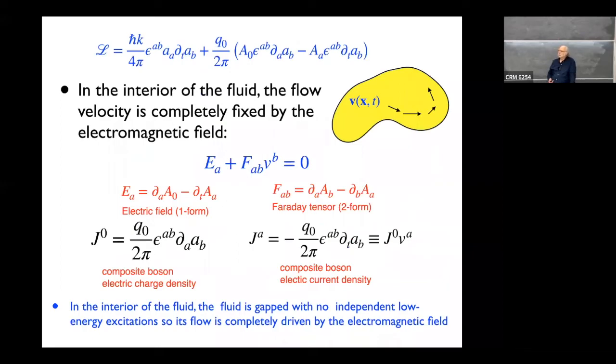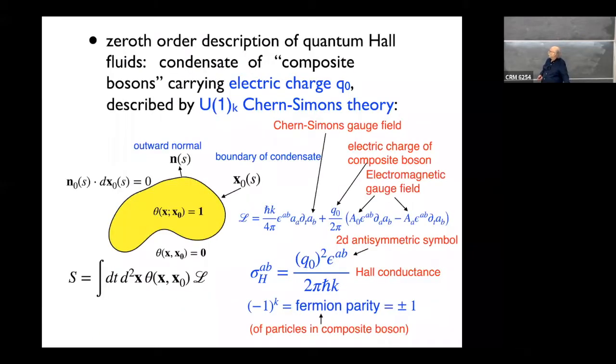Are you using the gauge where A0 is 0, because I only see the space? Yes, I don't believe there's any use for A0. It's a non-variable, a Lagrange multiplier, which isn't necessary. So the only dynamical variable in the problem is the Chern-Simons vector potential.